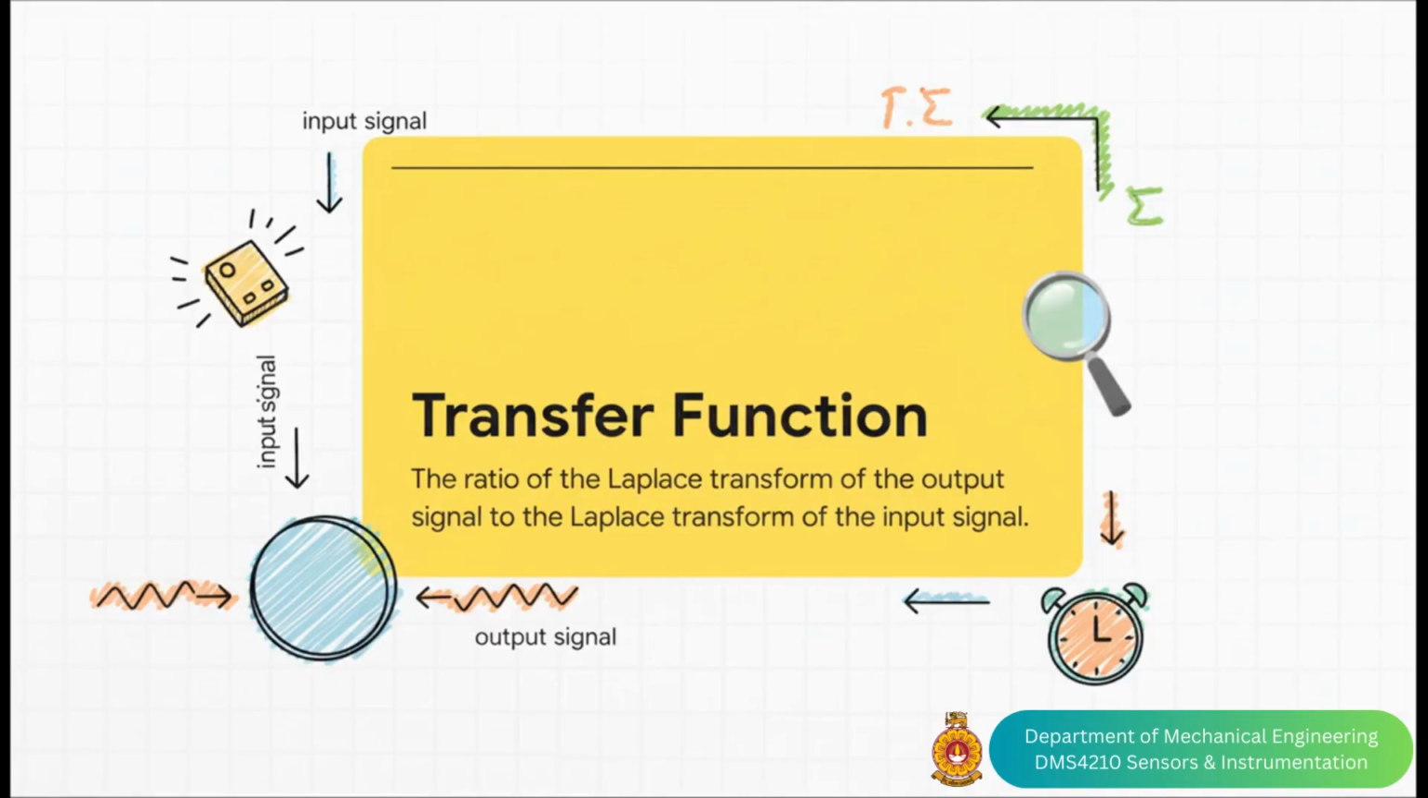Okay, so here's the formal definition. Now, I see that phrase Laplace transforms, and I know it sounds a little intimidating, but don't worry about that part. The main idea is actually really simple. A transfer function is just a tool, a recipe, that lets us predict exactly how a sensor is going to react over time. It's the key to understanding that delay we were just talking about.